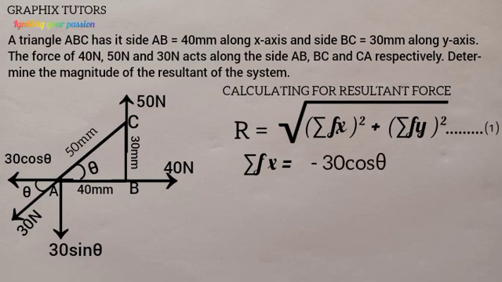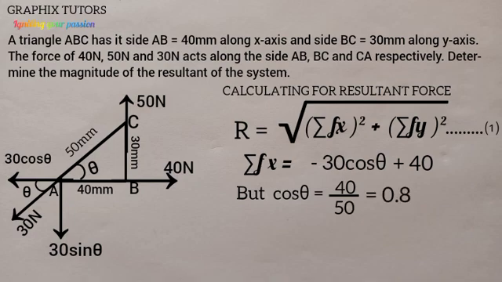So summation of Fx equals what? Minus 30 cos theta plus 40. 40 is facing right, so I'm putting plus 40. Now we don't know what cos theta is, right? So cos theta is giving us what? From the word CAH, because of the angle. What angle? The angle theta there is equal to adjacent over hypotenuse. So what is the adjacent here? Adjacent is given as 40, over the hypotenuse, which is 50, which equals what? 0.8. So wherever you see cos theta, you put 0.8 in the equation above.